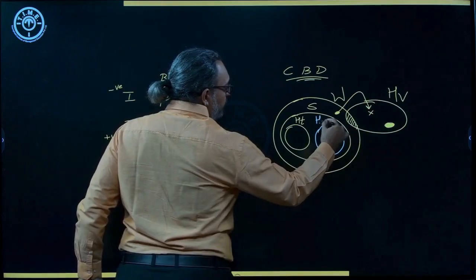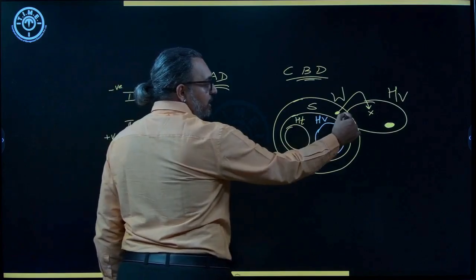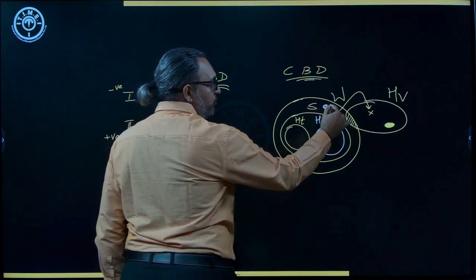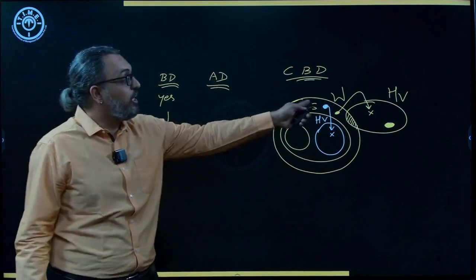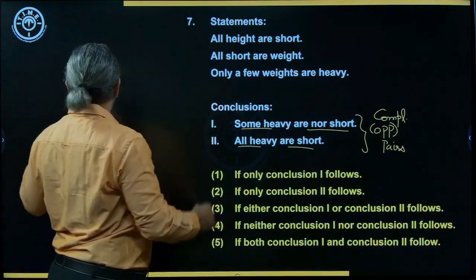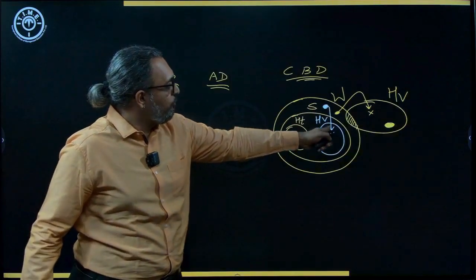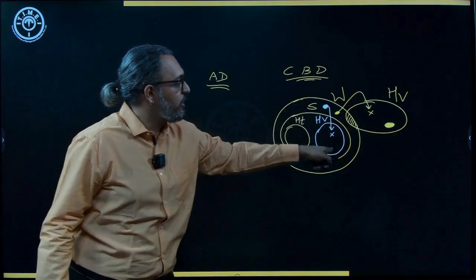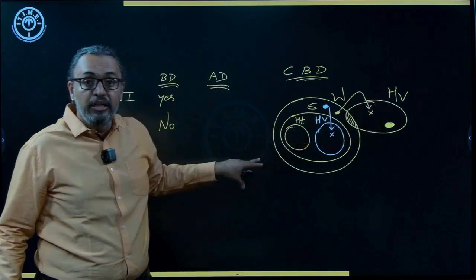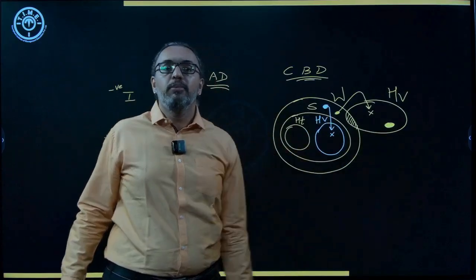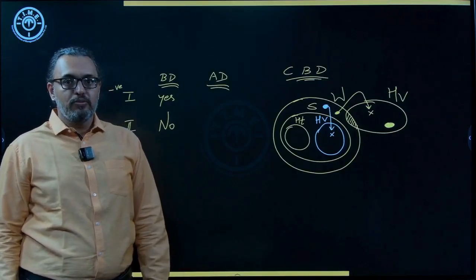The complete heavy, without touching the height, can move inside. So the overlap is still there, and still I can have some shaded portion not inside heavy, because only a few weight are heavy. That is what is given. Only a few weight are heavy, and that still satisfies, because there are some weight which are not inside heavy. So like I said, the circle can go completely inside. The shaded portion circle cannot go completely inside. So understand the pattern, you will know how it works.